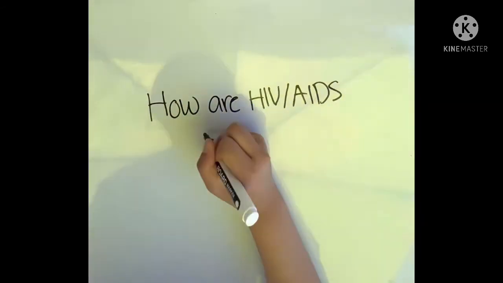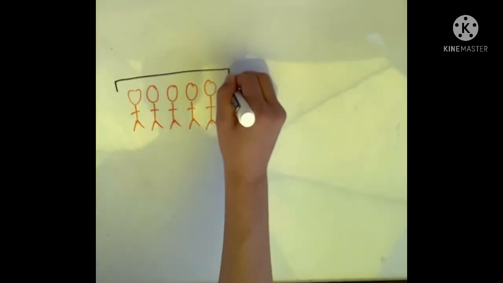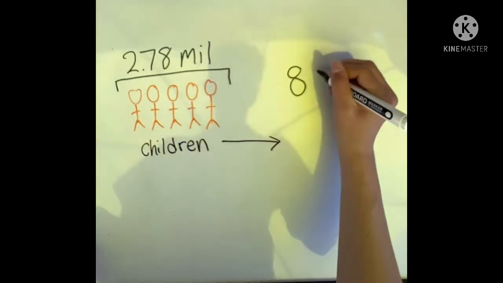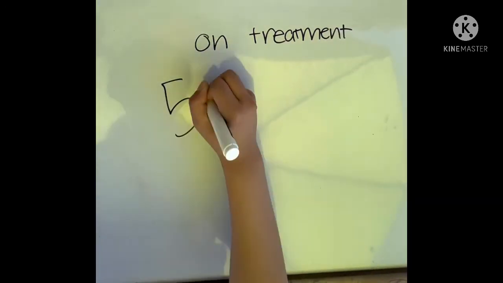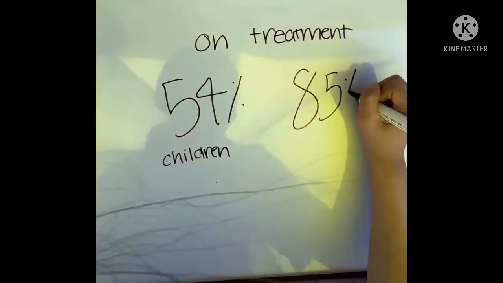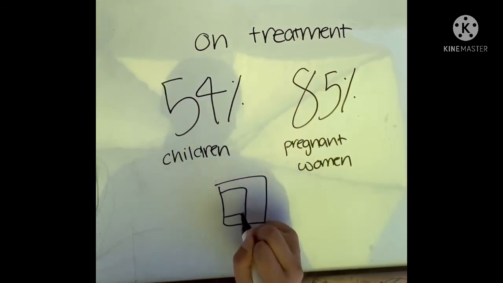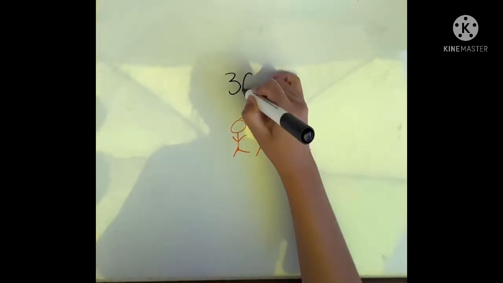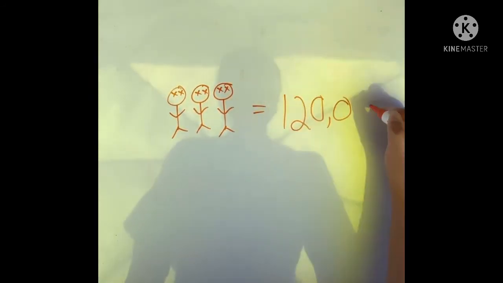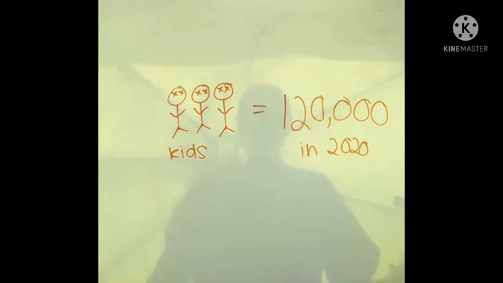How are HIV and AIDS still affecting us today? 2.78 million children and adolescents were living with HIV, nearly 88% of them in sub-Saharan Africa. Only 54% of infected children and adolescents were on HIV treatment as compared to 85% of pregnant women living with HIV. At least 300,000 children were newly infected with HIV, or one child every 2 minutes. 120,000 children and adolescents died from AIDS-related causes, or one child every 5 minutes.